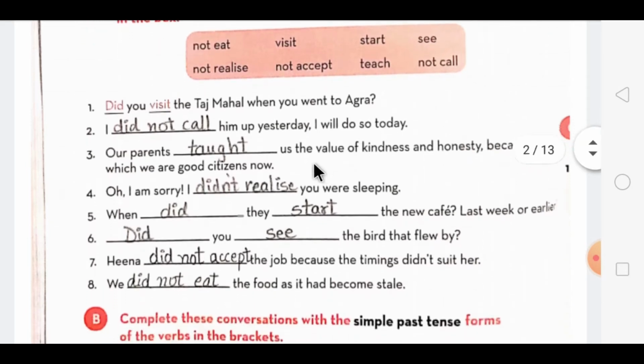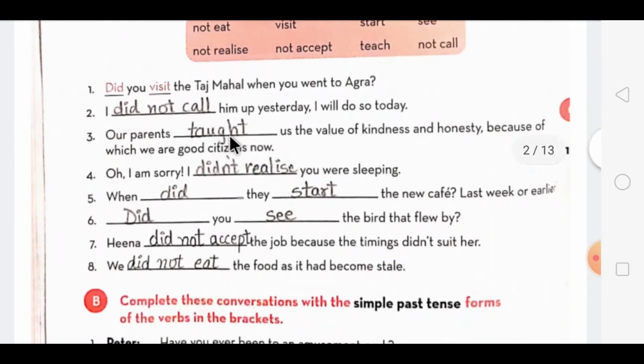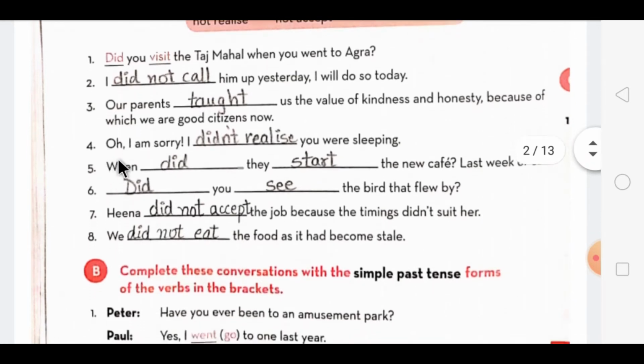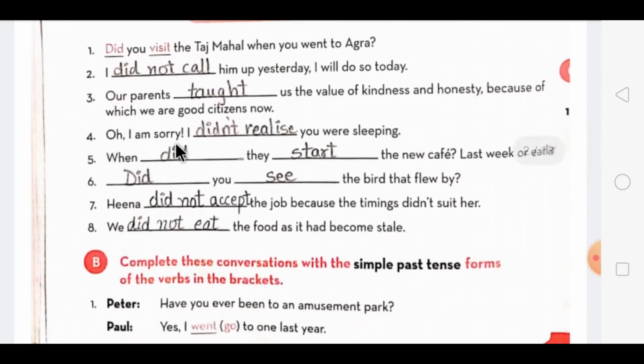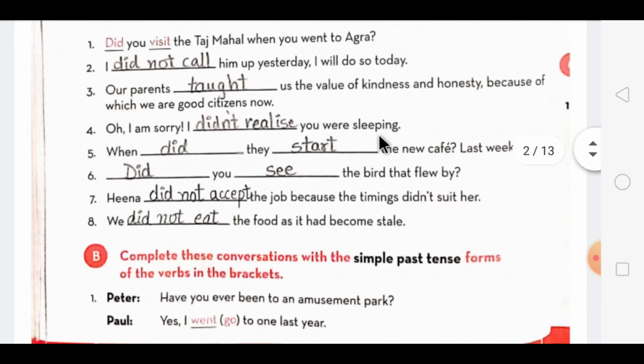And when it is not a negative sentence, at that time the V2 form of the word from the help box you have to write over here, as given in the third one: Our parents taught us the value of kindness and honesty, because of which we are good citizens now. Now the next one, again it's a negative sentence, so we have to use the word in the didn't form: Oh, I am sorry, I didn't realize you were sleeping.